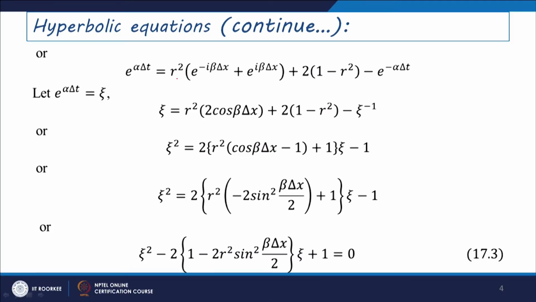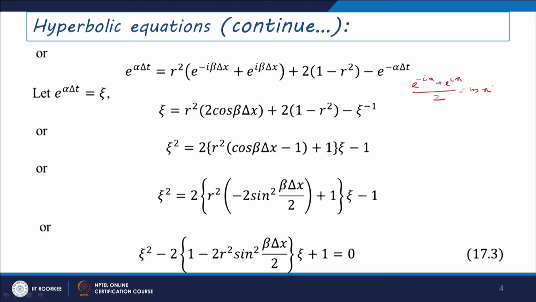So, we can get this equation as e to the power alpha del t equals r square e to the power minus I beta delta x plus e to the power I beta delta x plus 2 into 1 minus r square minus e to the power minus alpha del t. And if you put here e to the power alpha del t equals zeta, then zeta can be written as r square into, if you see here, e to the power minus I x plus e to the power I x by 2, it can be written as cos x here.